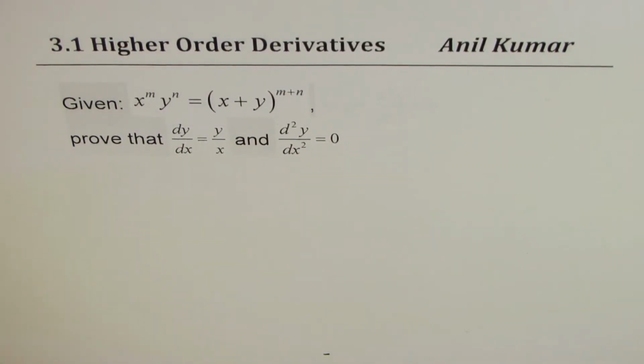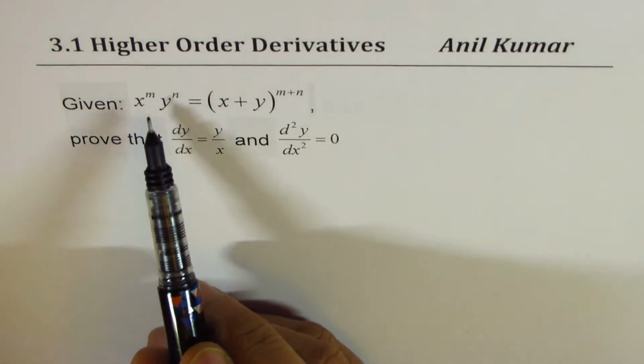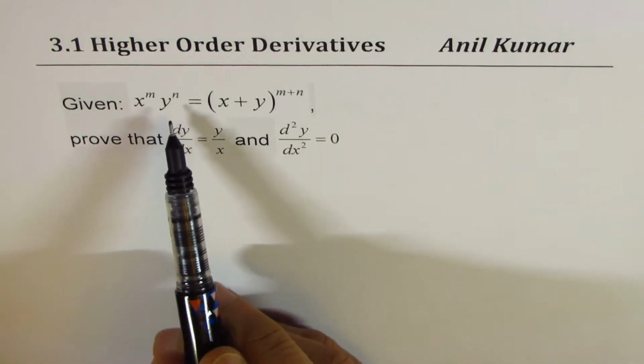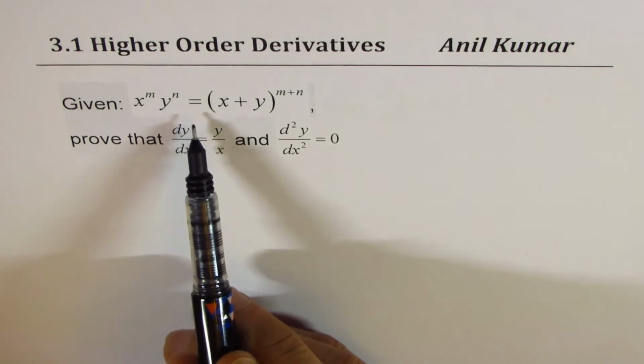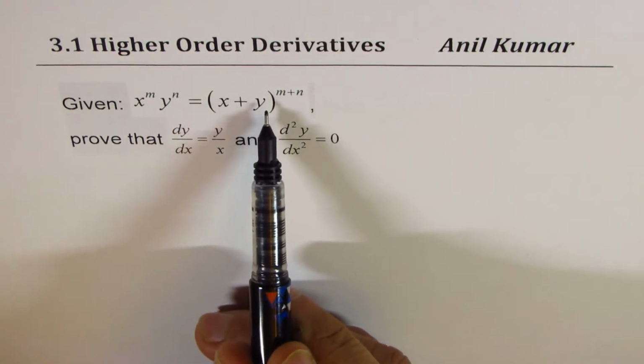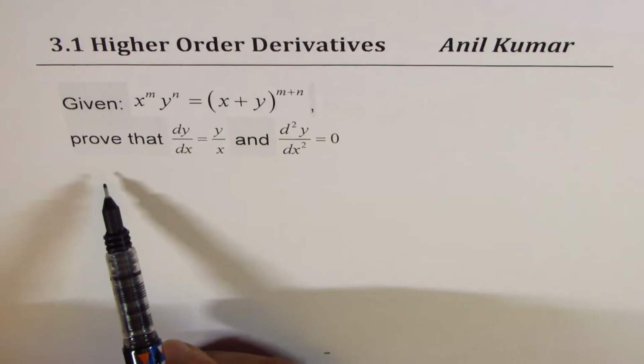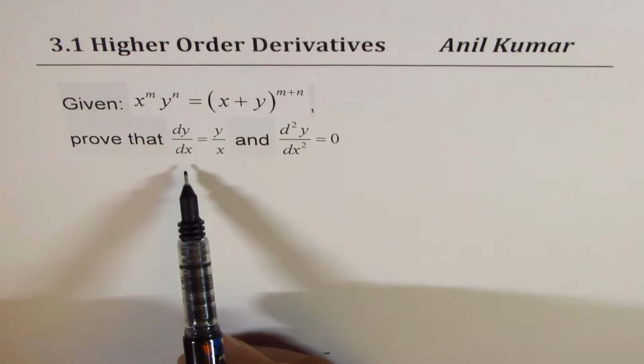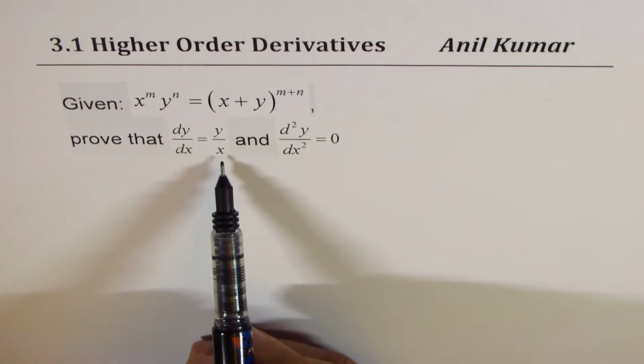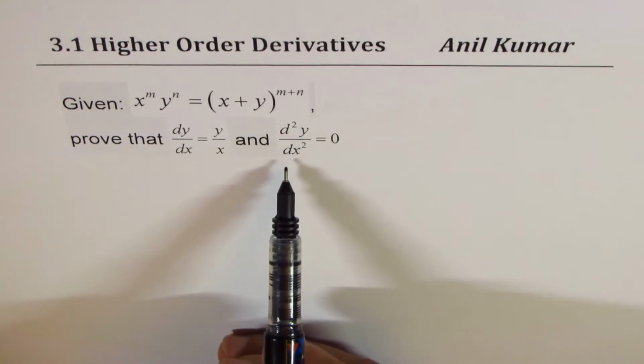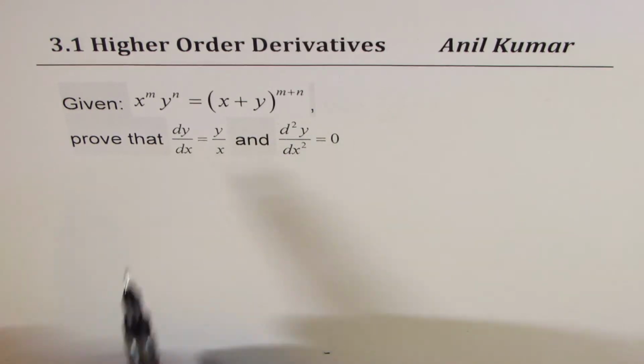I'm Anil Kumar sharing with you a test question on higher order derivatives. We are given x to the power of m times y to the power of n equals (x plus y) to the power of m plus n. Prove that dy by dx is y over x and d2y over dx squared is 0.